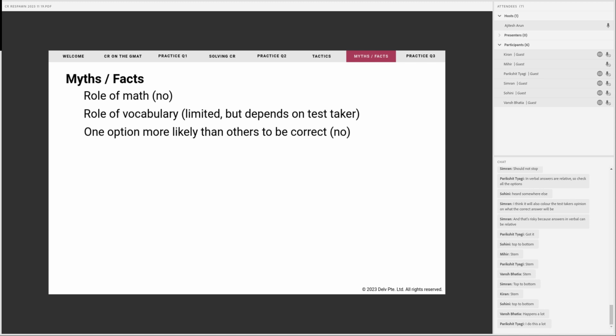Now, this one, some people say it, but honestly, most people are not going to believe this. Let me know what you guys think. Some people think that one option, like option C, is more likely to be correct than the others. So you should just guess on this option. Have you heard this? Do you believe it? Let me have a yes, no over here. Like one option is more likely to be correct.